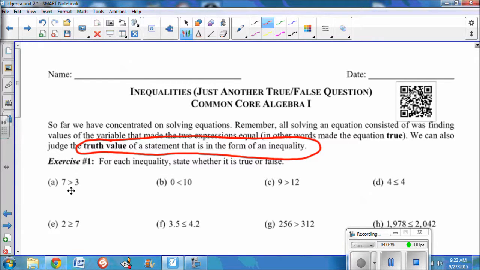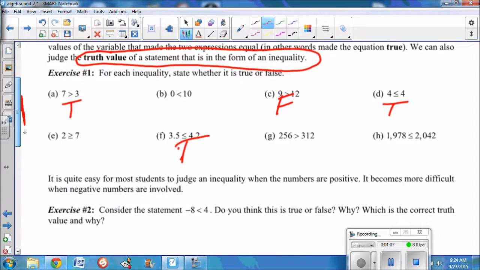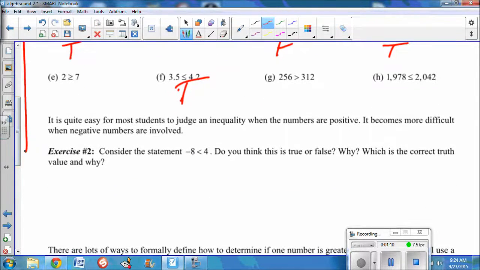So this first one, 7 is greater than 3, clearly true. Skip over to C. Is 9 greater than 12? Clearly that's false. Is 4 less than or equal to 4? Now that's an or statement. Is it less than or is it equal to? Well, it's equal to, so that makes it true. Letter F, is 3.5 less than 4.2? And that certainly is true. So, real basic inequalities.